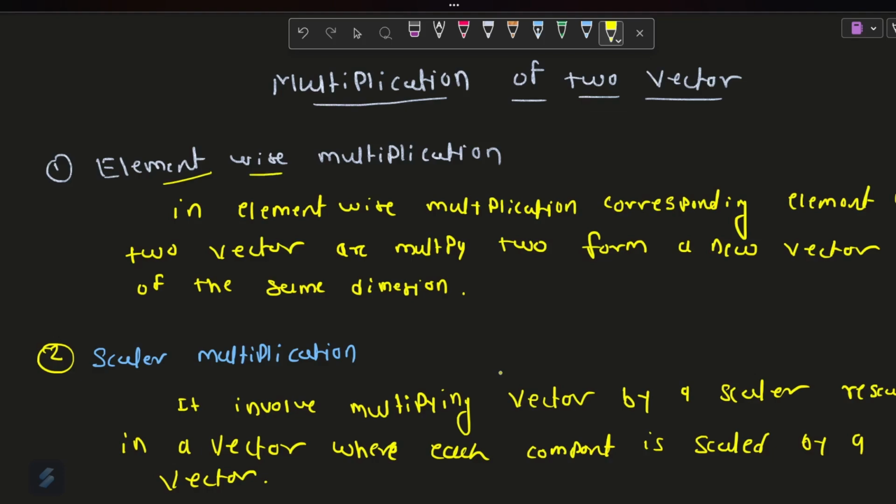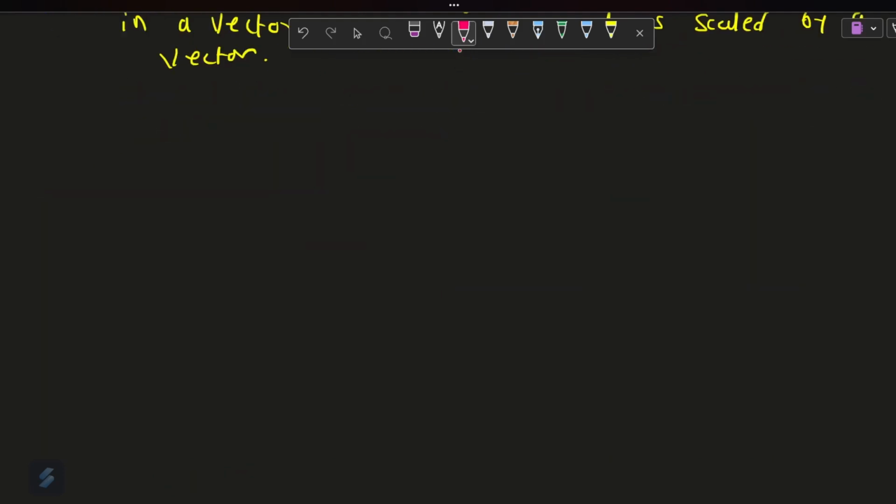In element-wise multiplication, corresponding elements of two vectors are multiplied to form a new vector of the same dimension. We multiply two vectors, and after the multiplication we get a result in the same dimension.